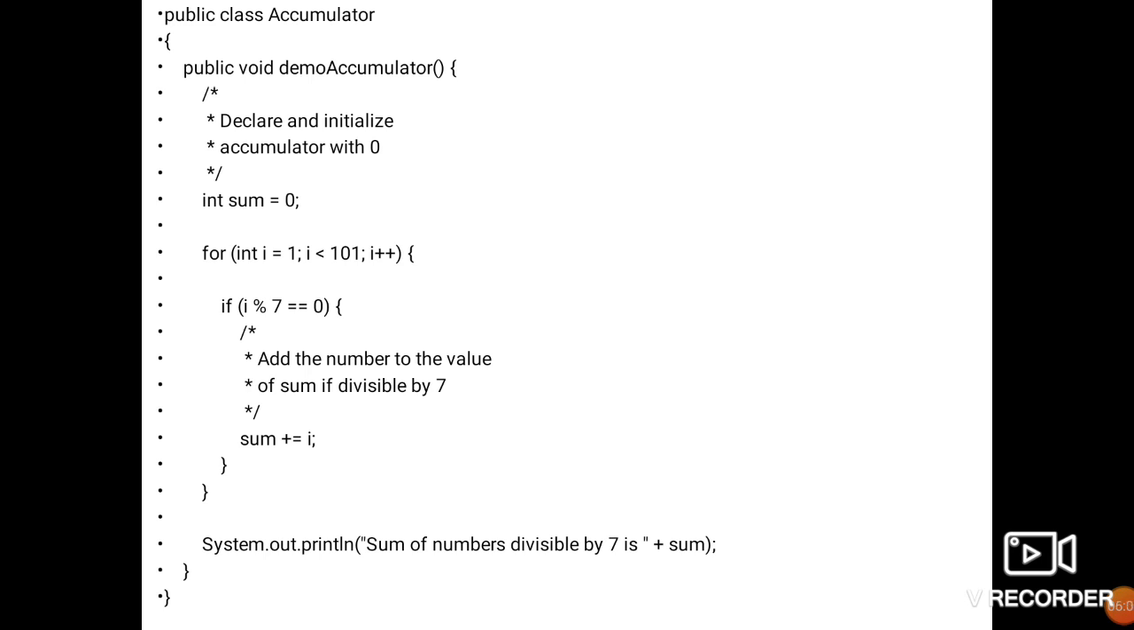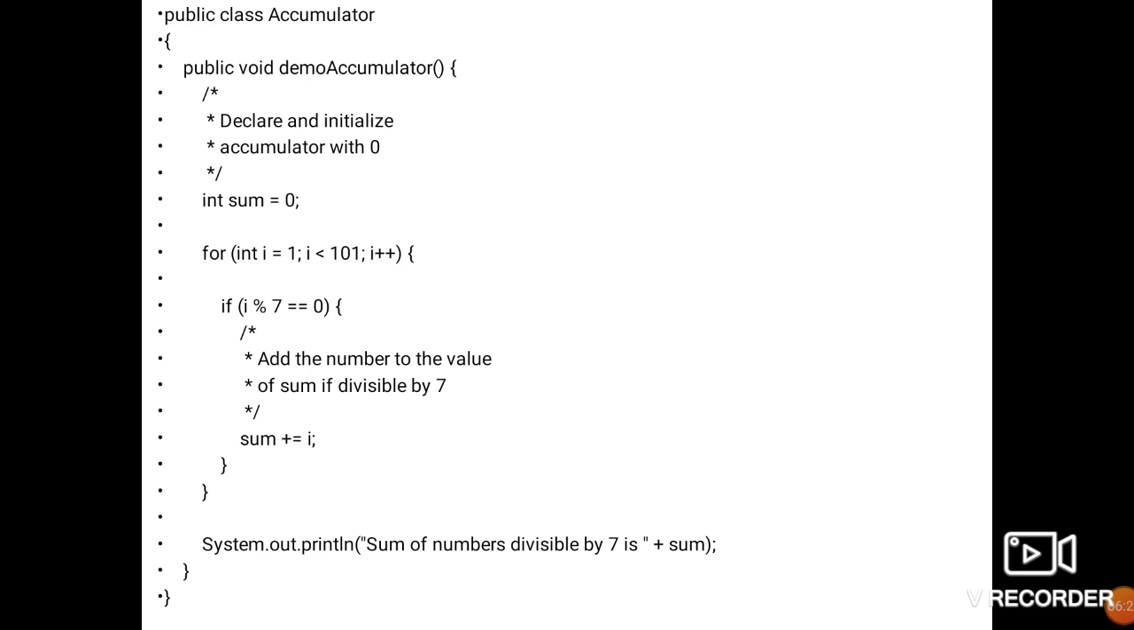First the number will generate 1, which is not divisible by 7, 2 not divisible by 7, and so on. It will move to 7. 7 is divisible by 7 and the remainder is 0. So the sum will become 0 plus 7 is equal to 7. And so on, it will move up to 14. 14 is again divisible by 7 because the remainder is 0.